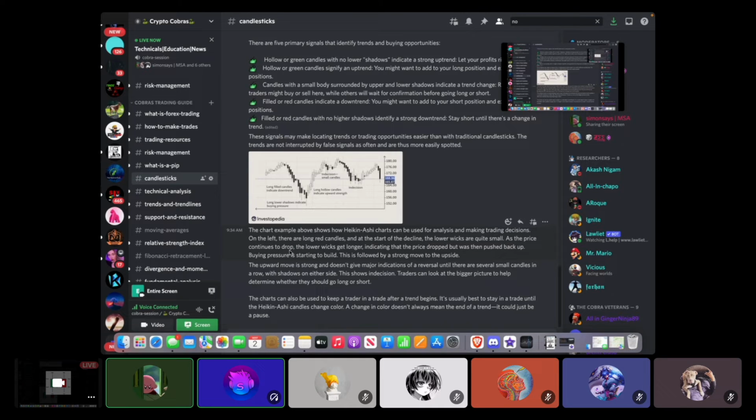As the price continues to drop, the lower wicks get longer, indicating that the price has dropped but was then pushed back up. The buying pressure is starting to build. This is followed by a strong move to the upside. That's where the long hollow candles indicate strength to the upside, as you see. Not really much upside resistance with the wicks, and you also see no downside wick, right? There's no wicks on the downside. This was kind of pointing out when to look for the longs.